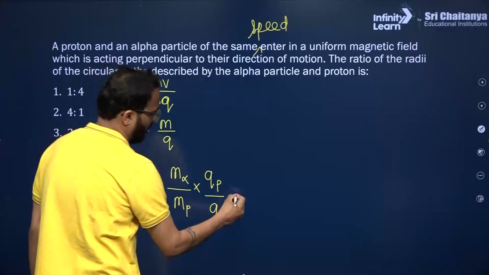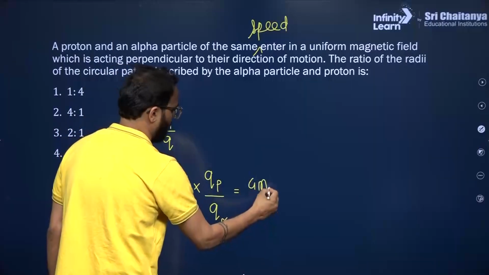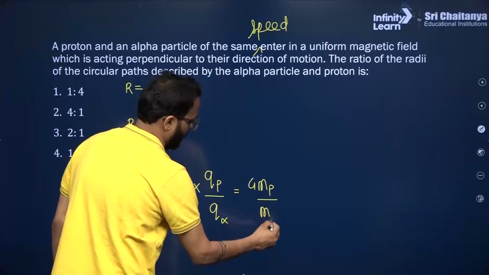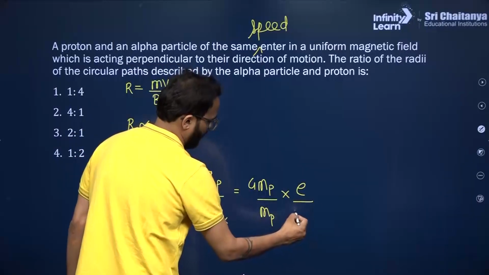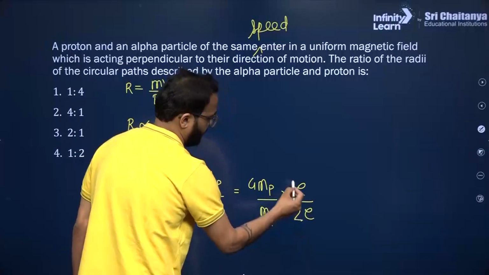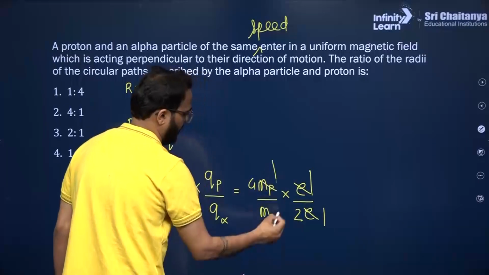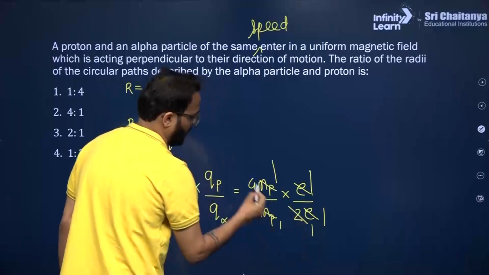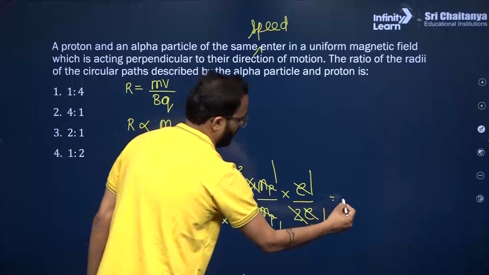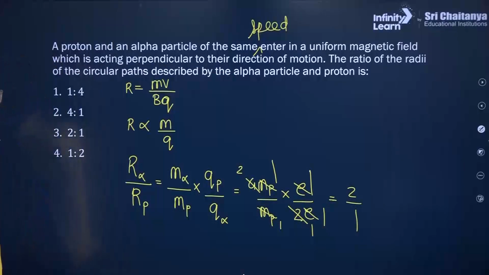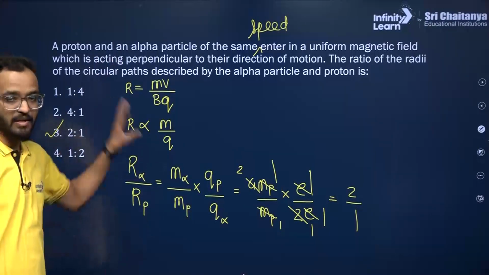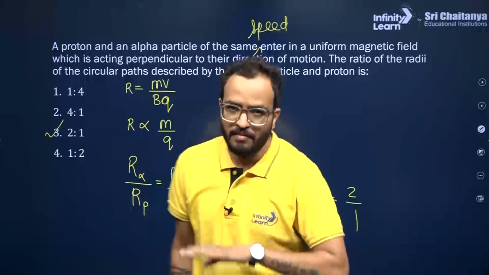Now what is the mass of alpha particle? It is 4 times the mass of proton, right? Charge of proton is e and charge of alpha particle is 2e. So answer will be 2:1, okay? So which option is correct? Third option is correct. Got it guys? So very simple. If you remember the formula, you will be simply able to solve it.